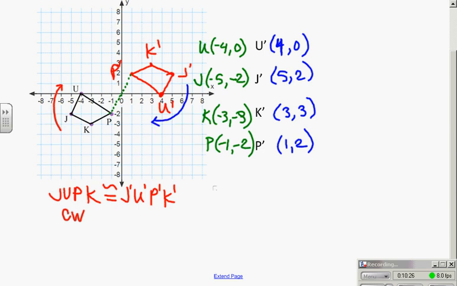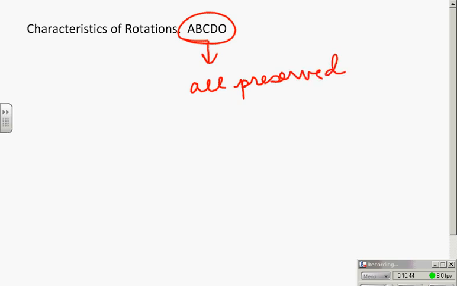But I want to go up here and look at the orientation. If I start with J and I continue this way, I am still going in a clockwise direction. So the orientation is the same. So when I get to ABCD, I find out for 4 rotations, all are preserved.